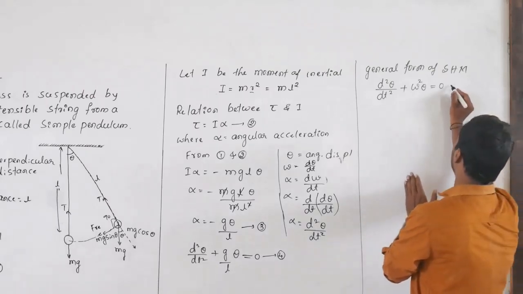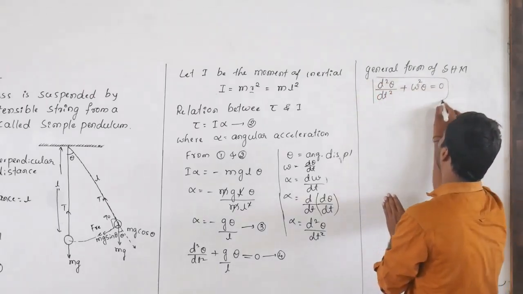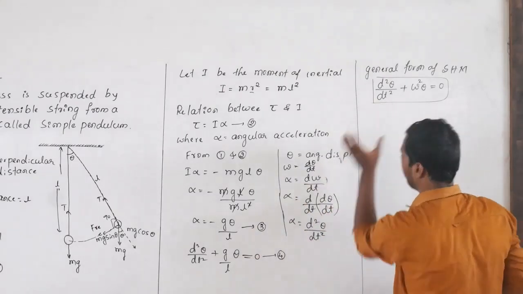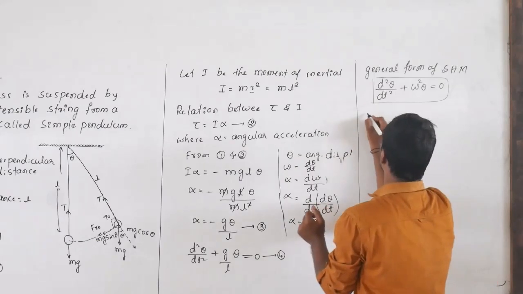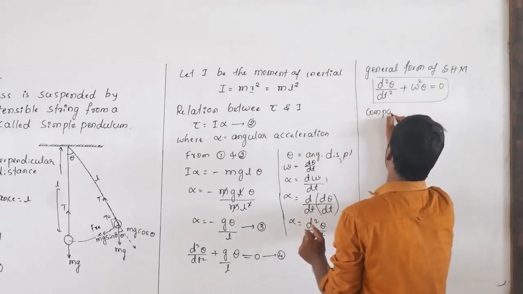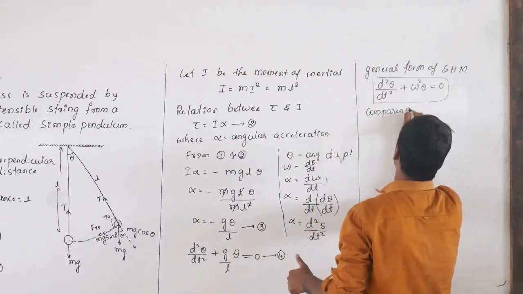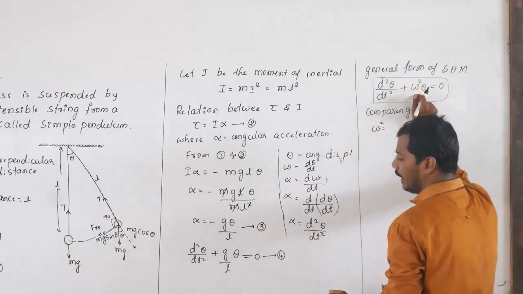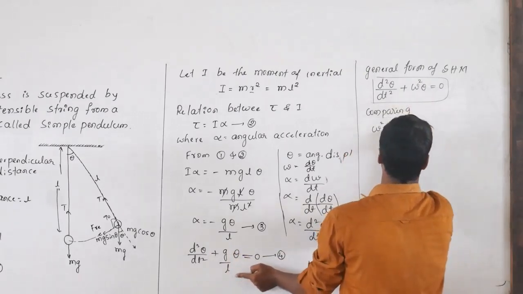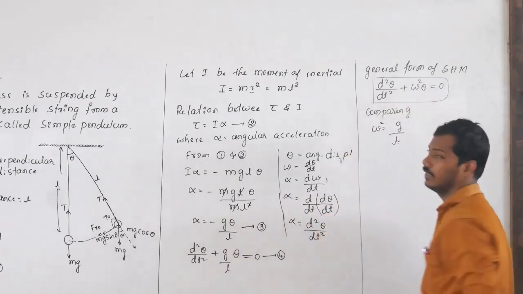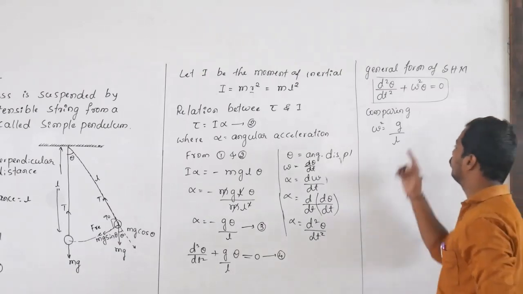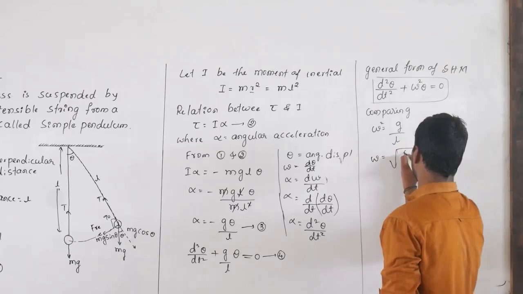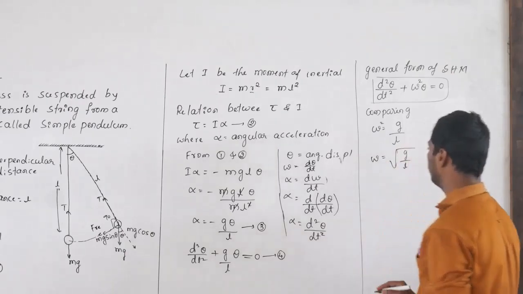Yes, this is the general form of simple harmonic motion. Comparing these two equations, what happens? In place of omega square we have g by L. Then omega square is equal to g by L, so omega is equal to root of g divided by L.